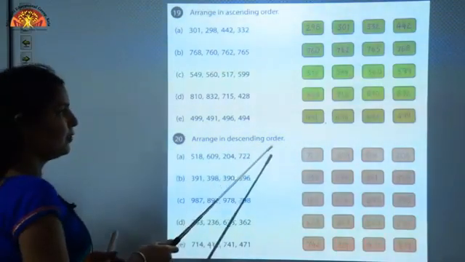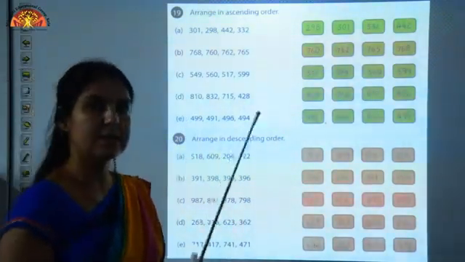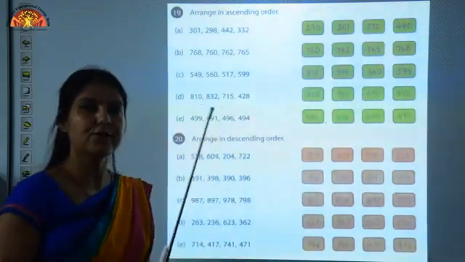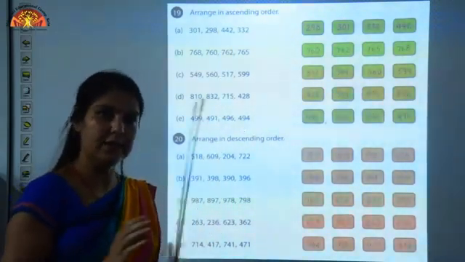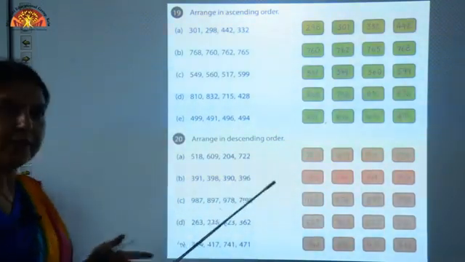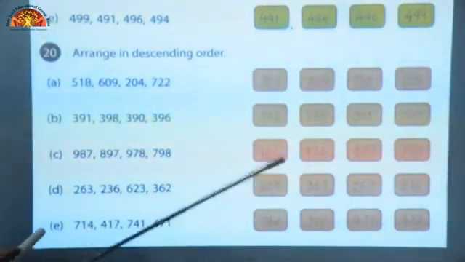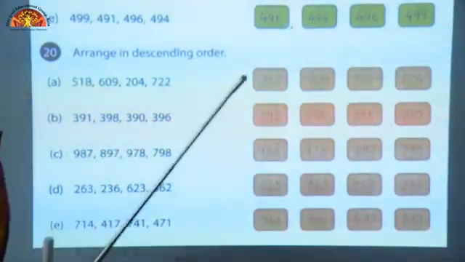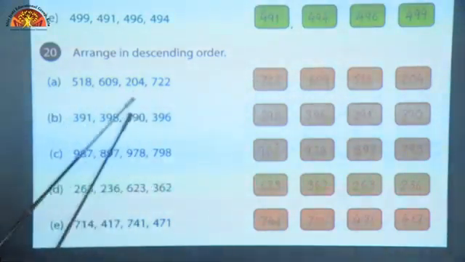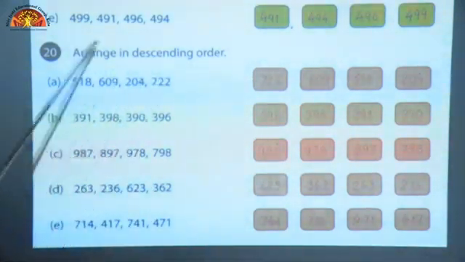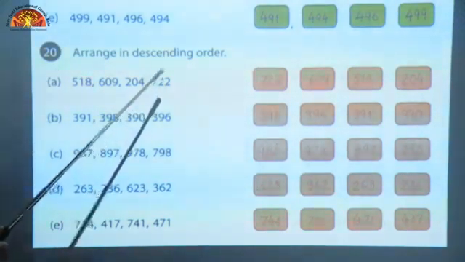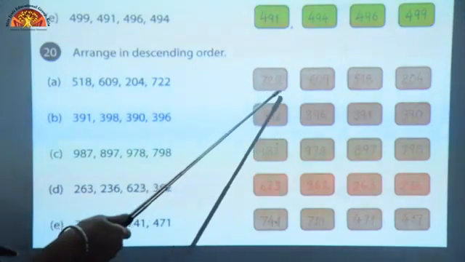Now arrange in descending order. Children, descending means it is just opposite of the ascending order. First of all you have to write the bigger number first, then a smaller. Now again we have to compare the numbers according to their place values. Here 518, 609, 204 and 722. Children, one thing you can see, the number which comes first in the counting, that will be smaller, and the number which comes later in the counting, that will be bigger. So which number comes later in the counting? Here 722. Among all these numbers, 722 comes later. So we will write 722 first of all.